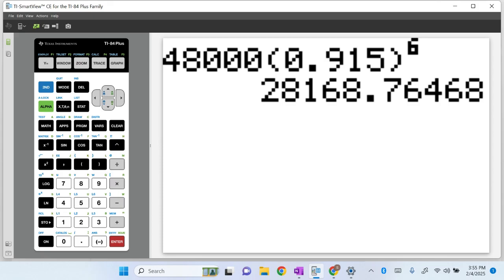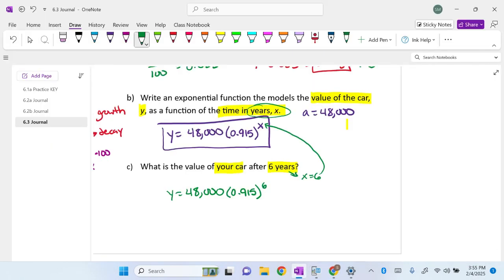Now, it's not a pretty number, but we're going to assume that they want us to round to the nearest dollar. So that means we're not going to have a decimal anymore. So we're going to round to the nearest dollar. So since this decimal is a 7, this means that this will go up. So we're going to say our answer is $28,169. So y in this case would equal $28,169. So after 6 years, that's how much our brand new car is worth.